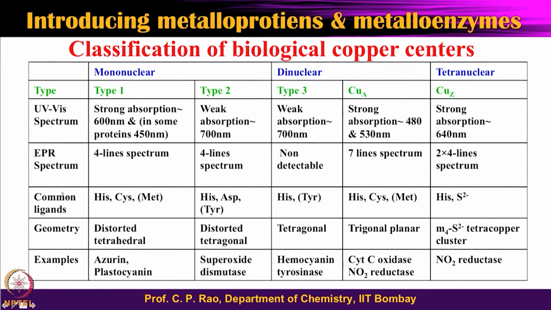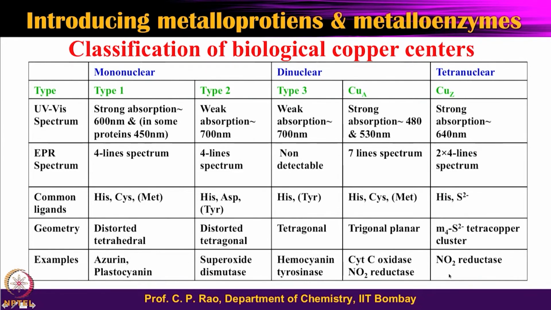So, what are the common ligands? Histidine, cysteine and methionine in this case, and there is no cysteine in type 2 and no cysteine in type 3 too. You can see that. Copper A and copper Z have sulfido. They have distorted tetrahedral, in some cases trigonal bipyramidal, distorted tetragonal geometries. You can go through all these examples.